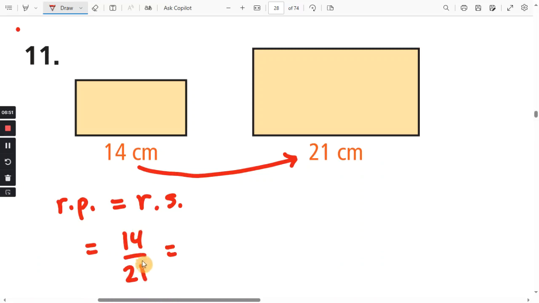Sure, they're both divisible by 7. 14 divided by 7 is 2. 21 divided by 7 is 3. And that's it. Simple.